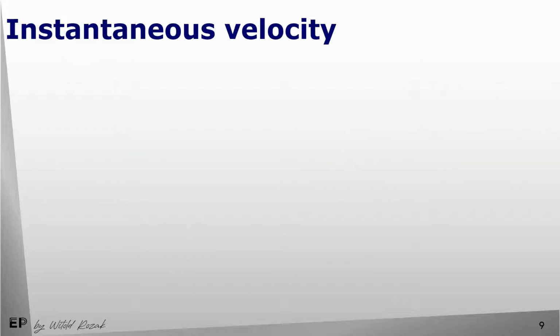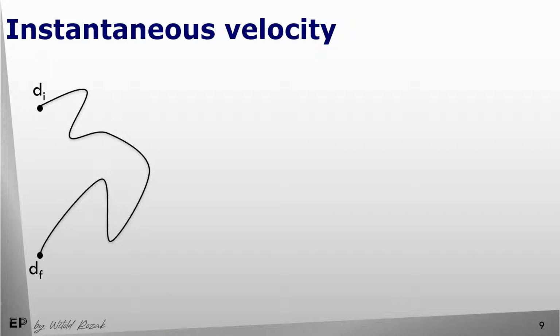When we calculated speed and velocity in the previous examples, we actually calculated the average speed and the average velocity. To calculate instantaneous speed or velocity, which is speed or velocity at a given moment, we'll have to use distance traveled or change in displacement in a very short time.